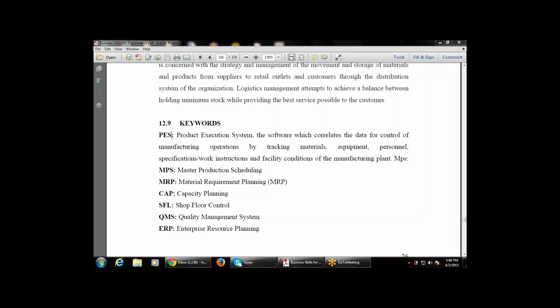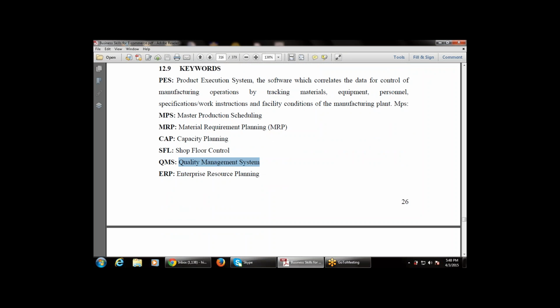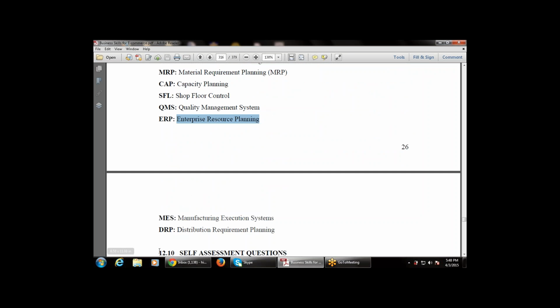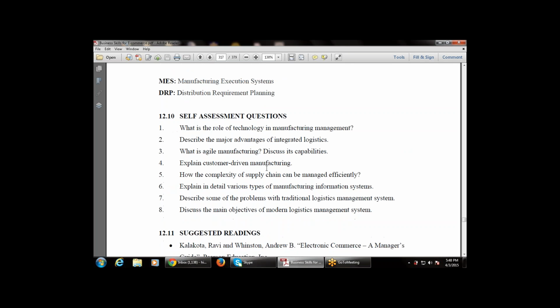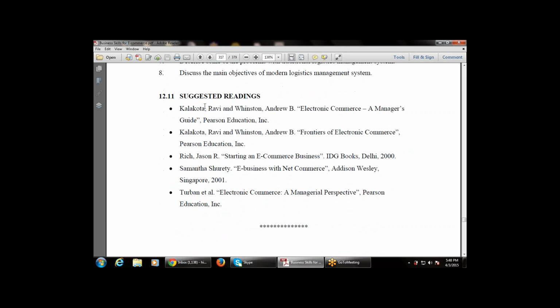MRP, that is material requirement planning or manufacturing resource planning. Then capacity planning, that is CAP. Then SFC, that is shop floor control. Then QMS, that is quality management system. Then an important one is ERP, that is enterprise resource planning. MES, manufacturing execution system, and we have studied the objectives, advantages, and disadvantages of MES also. Then DRP, that is distribution requirement planning.